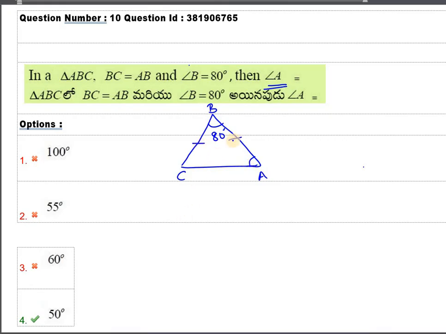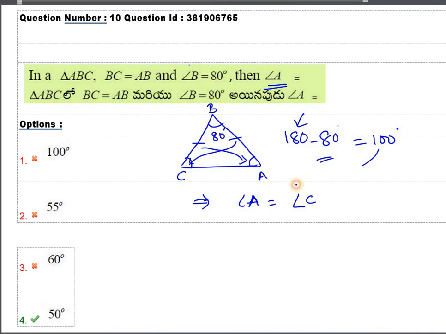Now very simple. In an isosceles triangle, when two sides are equal, we have a very important property: angles opposite to equal sides are equal. This implies angle A will be equal to angle C. Now one of the angles is 80. In a triangle, the sum of the three angles is 180. So 180 minus B, which is 80, gives 100. Now these two are equal, so 100 should be divided equally between A and C. For A you get 50, for C you get 50. So 50 is the answer. Right. So this is question number 10.